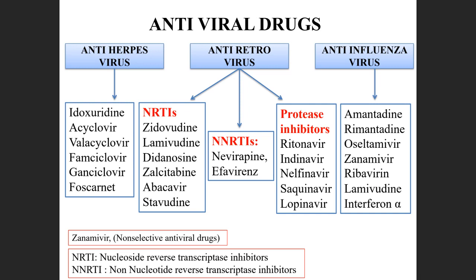Antiviral drugs. What are antiviral drugs? As the name indicates, these are the drugs used in the case of viral infection, and they are classified under different categories: anti-herpes virus, antiretroviral, and anti-influenza virus. The drugs classified under anti-herpes virus are idoxuridine, acyclovir, vidarabine, famciclovir, ganciclovir, and others.